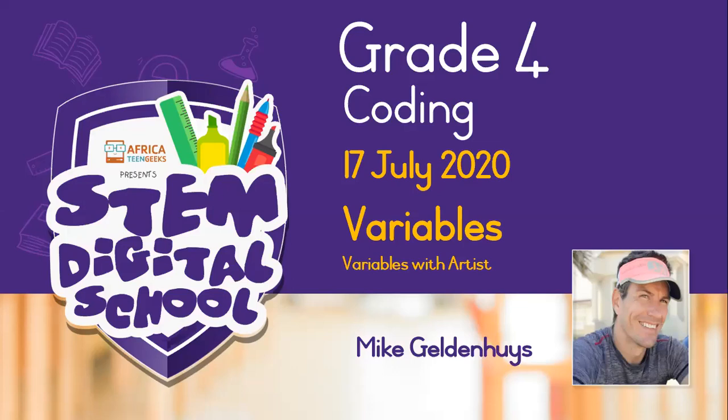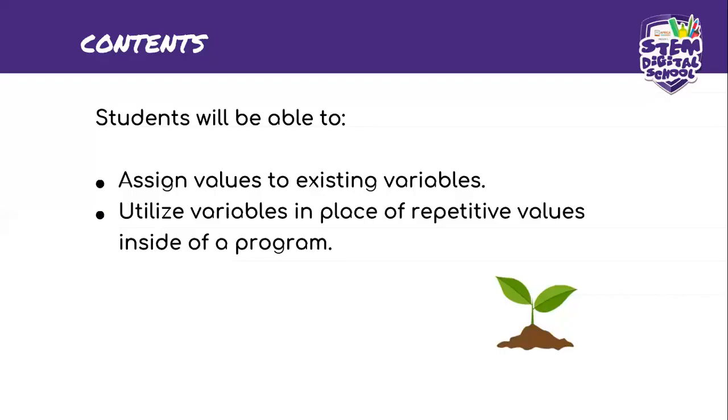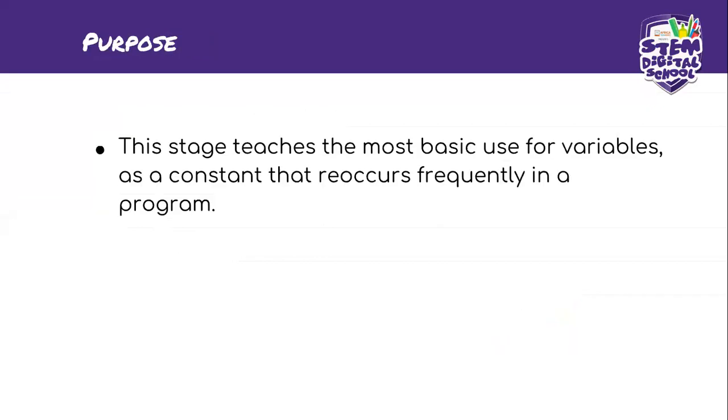And guys, let's quickly look at our objectives for today. Our objectives would be to assign values to existing variables, and also to utilize variables in place of repetitive values inside of a program. So those are our objectives. And right now, it might not sound like much, but you're going to see they do come in quite handy. And then we have to ask ourselves, what is a variable? So then we will quickly look at our vocabulary.